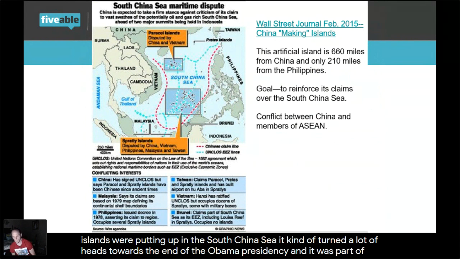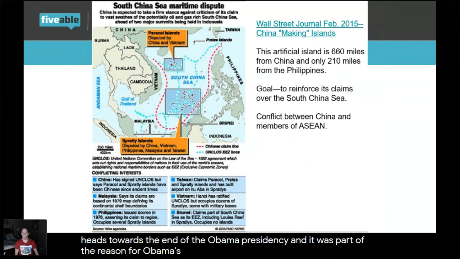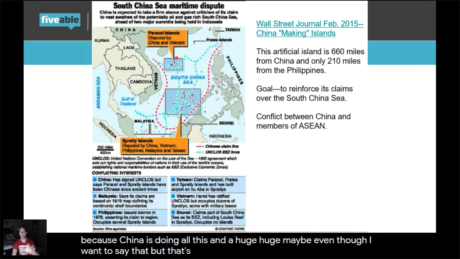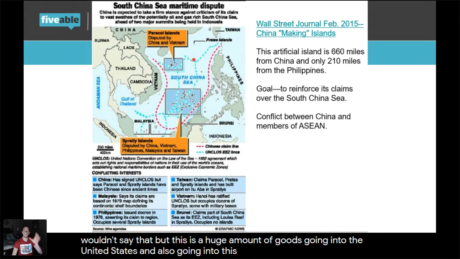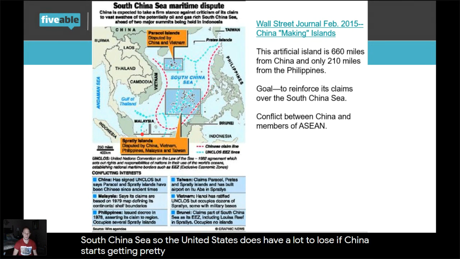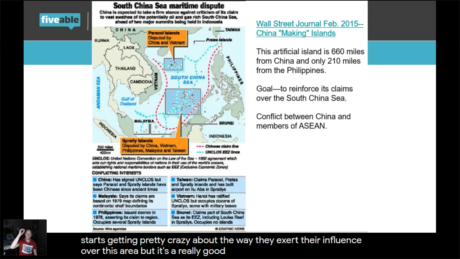And it was part of the reason for Obama's shift or pivot, as he called it, to Asia. It's because China was doing all this, and there's a huge amount of goods going into the United States and also going into this territory that flows through the South China Sea. So the United States does have a lot to lose if China starts getting pretty crazy about the way they exert their influence over this area. But it's a really good modern day example of the law of the sea in action.